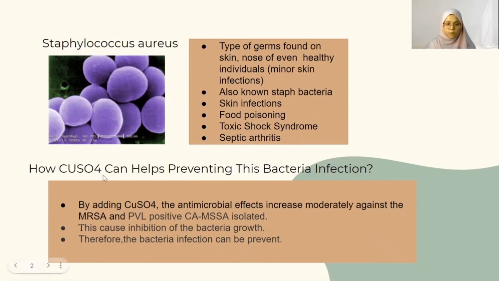So how can copper sulfate help prevent this bacterial infection? In a research study, by adding copper sulfate, the antimicrobial effect can increase moderately against the MRSA and PBL positive CA-MSSA isolated. What are these two? These two are the cause of this staph bacteria. So in the research study, it's shown that when we add copper sulfate in the pomegranate extract, the antimicrobial effect increases. So this causes the inhibition of the bacterial growth, and therefore the bacterial infection can be prevented.